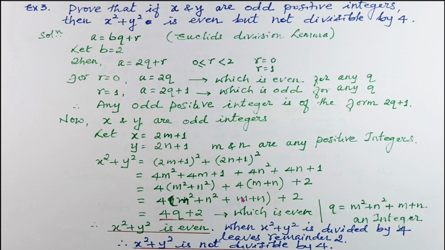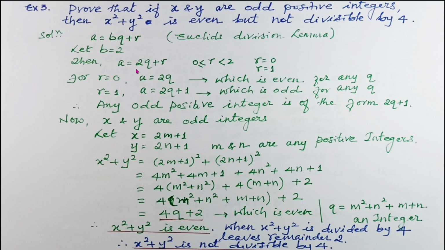Simplifying that and rearranging, we get 4 in the bracket, m square plus n square plus m plus n, plus 2, and replacing this whole m square plus n square plus m plus n by any integer q, then I get 4q plus 2. And if you observe here, x square plus y square is equal to 4q plus 2. Again, it is an even number. So, that means x square plus y square is an even number, but there is a remainder here too. Therefore, x square plus y square is not divisible by 4. So when x square plus y square is divided by 4, it leaves the remainder 2. Therefore, x square plus y square is not divisible by 4.